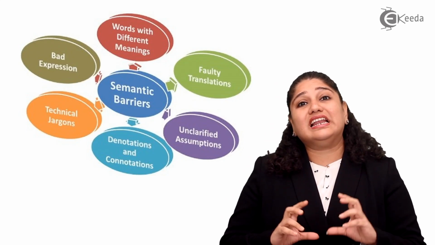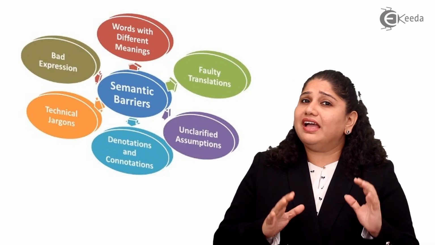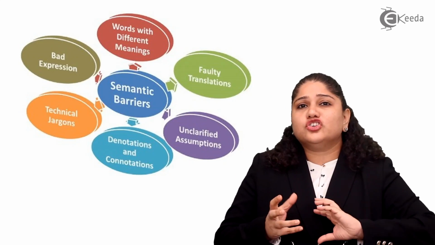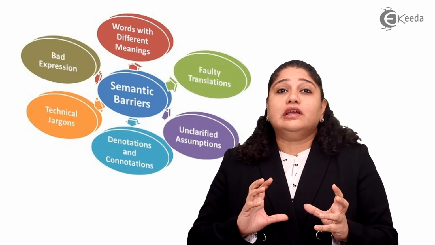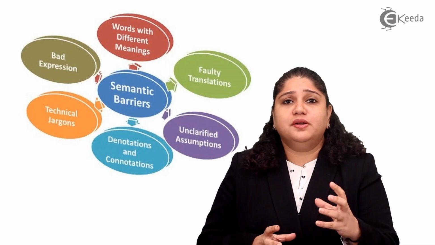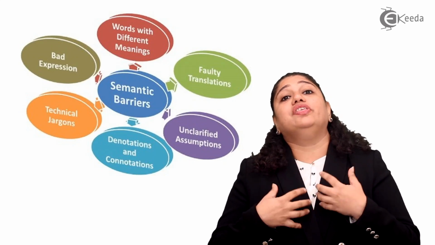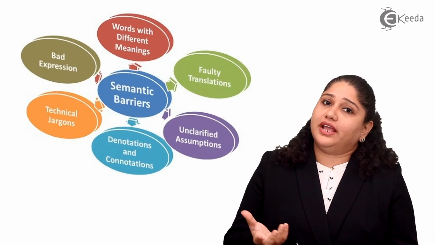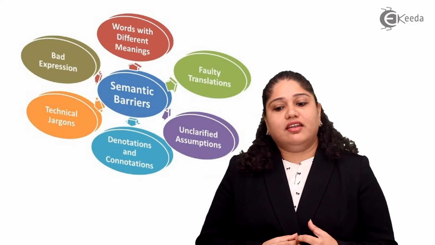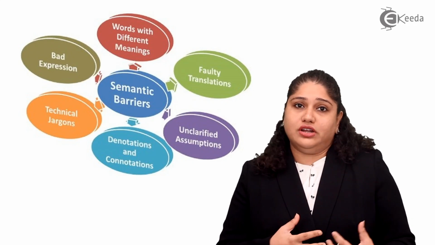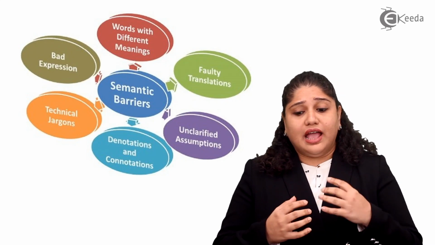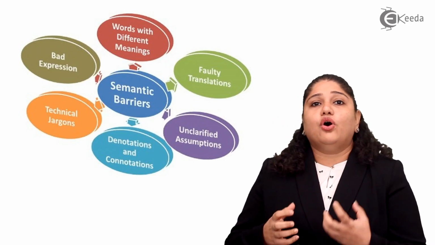The third one is unclarified assumptions. We all have a habit to assume even before we listen to someone of what they are communicating. So this game of assumption is really tedious or sad, I would say at times, because it doesn't allow people to actually clarify what they are talking. So unclear assumptions is what I can name it, is also a semantic barrier to communication. Then there is denotations and connotations. These are again certain barriers of communication, and I will definitely take you through in detail of what it means.